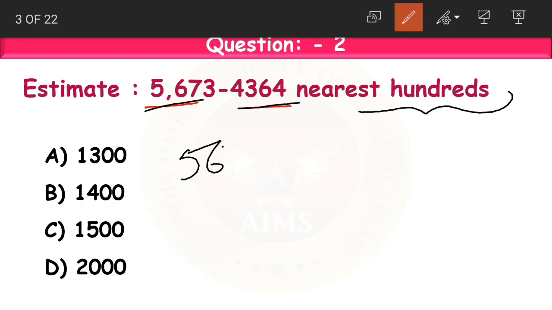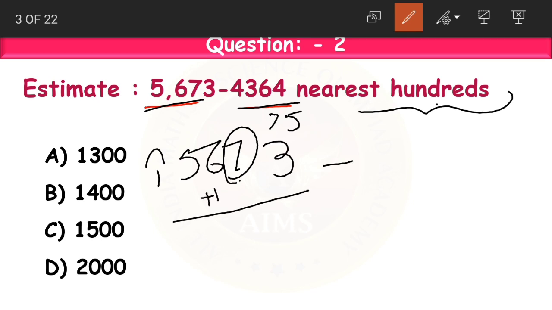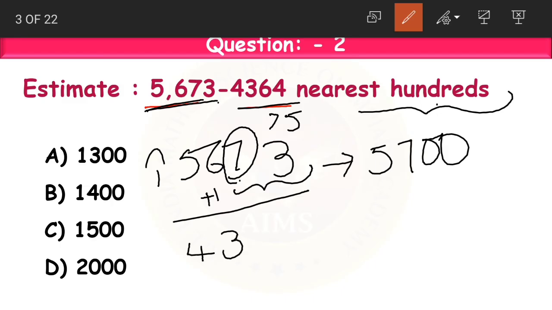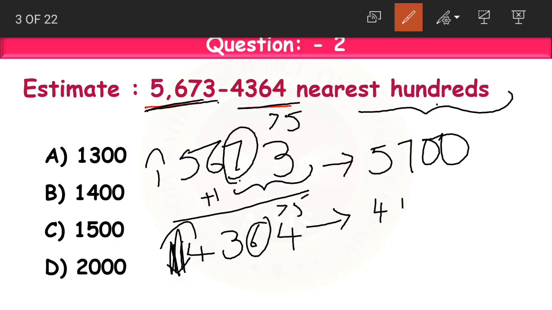Now 5673. When we are rounding off to the nearest hundreds, we look at the digit in tens place, right? So 7 is greater than 5. So we round up, that is add 1 to the digit in hundreds place. It becomes 5, 7 and then these two digits replaced with zeros. So 5673 becomes 5700. In the same way 4364 rounded up as well, because 6 here is greater than 5. It becomes 4400.